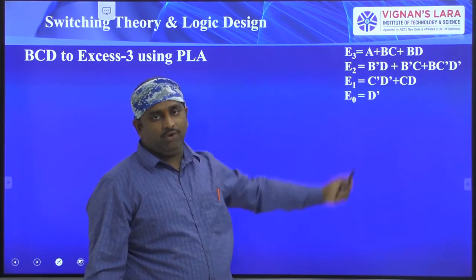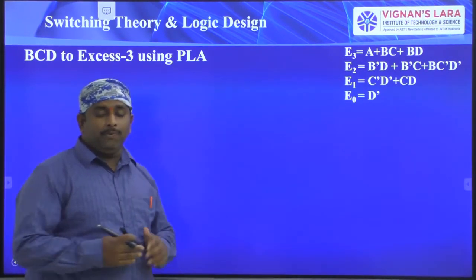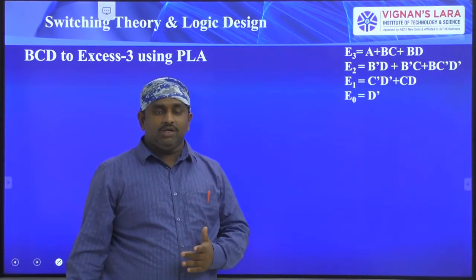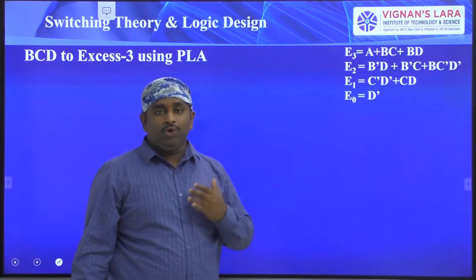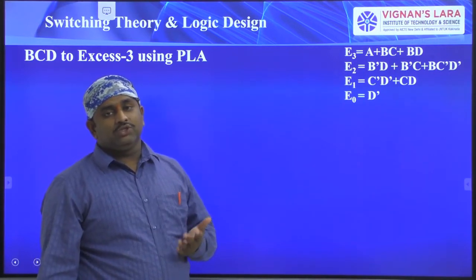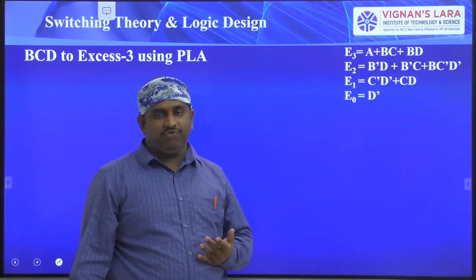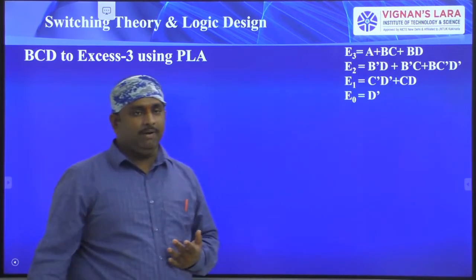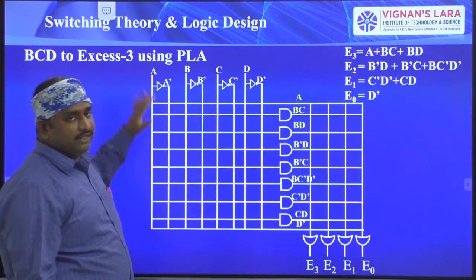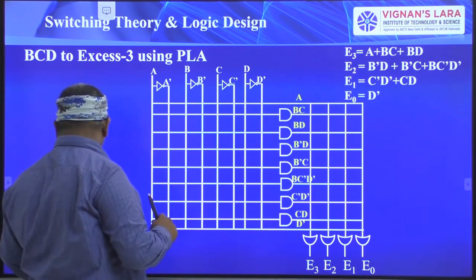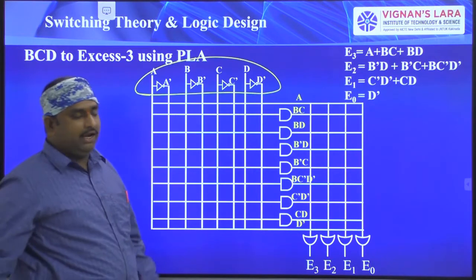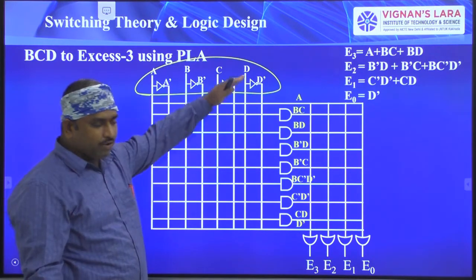Now here, first we have to draw the programmable logic array. In this, the first level is AND gates. So for drawing these AND gates, you have to take the 4 inputs and their complemented forms: A, B, C, D, and A bar, B bar, C bar, D bar. So these are the 8 inputs. These 8 input lines I have drawn here.